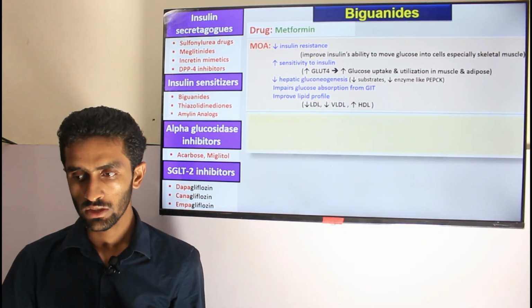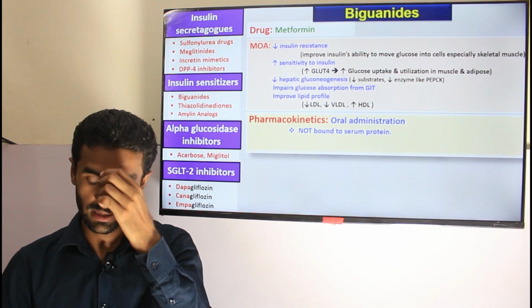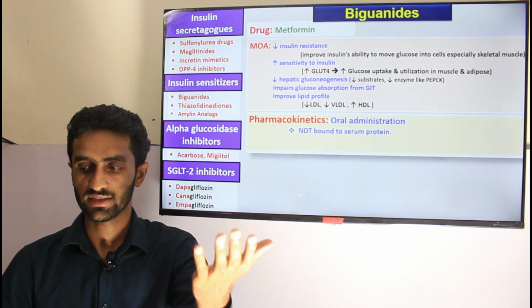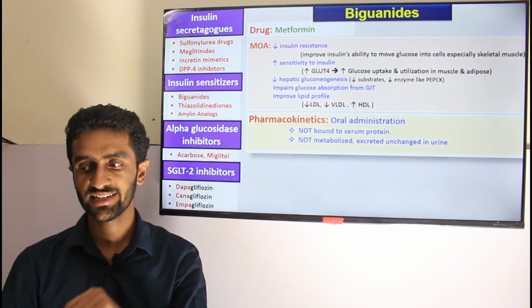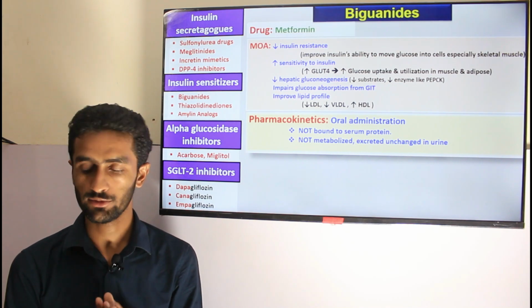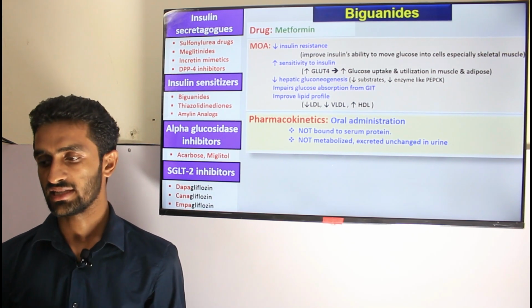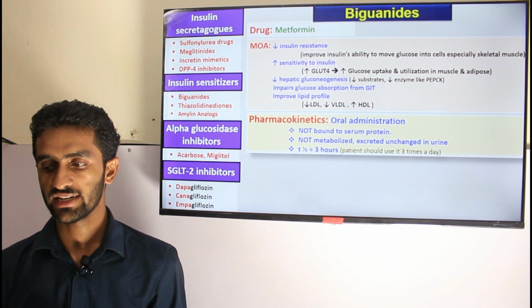Okay. So pharmacokinetics: oral administration, not bound to serum protein, so you can say the volume of distribution will be higher, and not metabolized, excreted unchanged in the urine. There is almost no metabolism, you can say. So it is excreted in unchanged form. Their half-life is 3 hours, so a patient should use it 3 times a day.